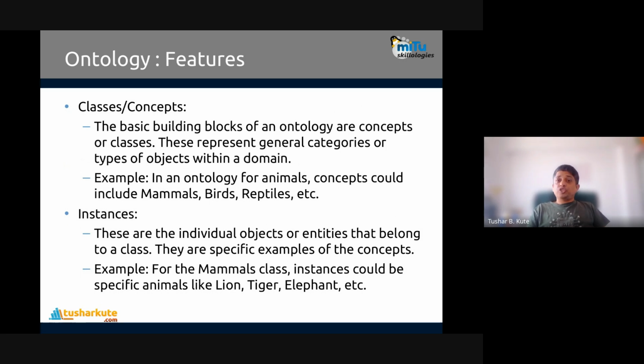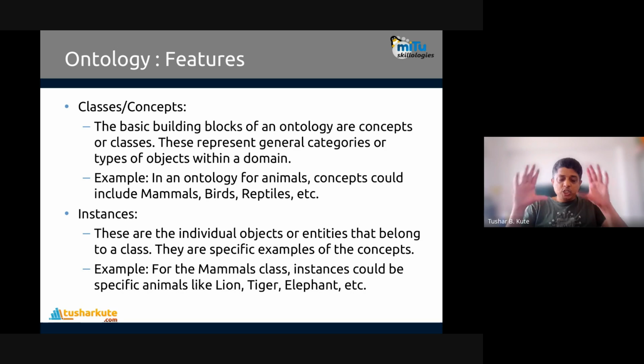Class is a structure, we know. For example, if mammal is a class, bird is a class, reptile is a class. If mammal is a class, then lion, tiger, elephant are instances of it. If bird is a class, then parrot, sparrow, crow are instances of it. If reptile is a class, then snake, cobra and so on are instances of it. These techniques are used to represent your data under the Ontology Web Language.